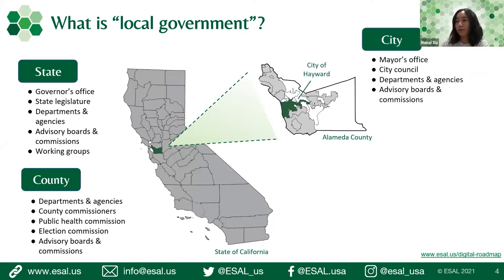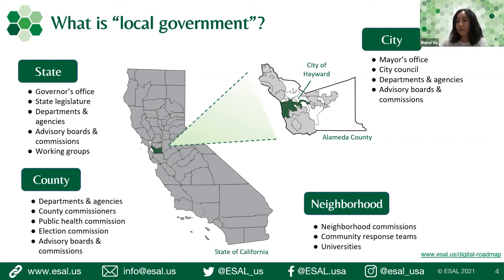The next level is city government. This is the one that people might be the most familiar with. Again, we typically see some sort of executive office, such as a mayor's office, followed by an elected body, typically a city council, as well as other departments and agencies that are focused on even more hyper-local issues relevant to the city.